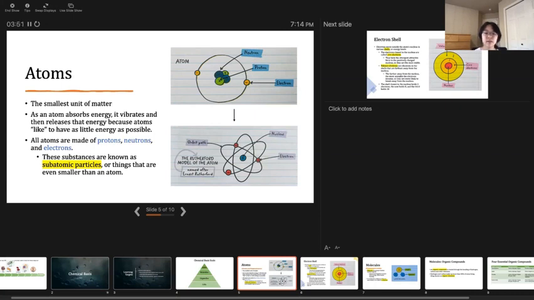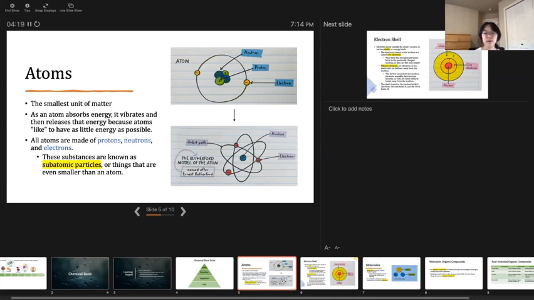Based on the picture, who can guess what charge protons have? You can just raise your hand for that, or you could just say it out loud. Protons are positively charged. Yeah, very good. I couldn't see who that was, but whoever that was, great job. Protons do have a positive charge.